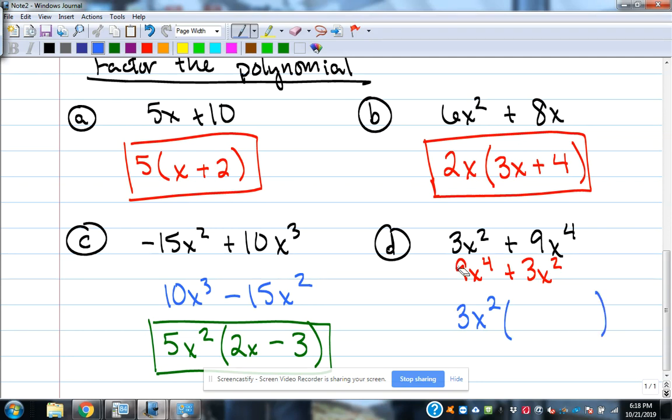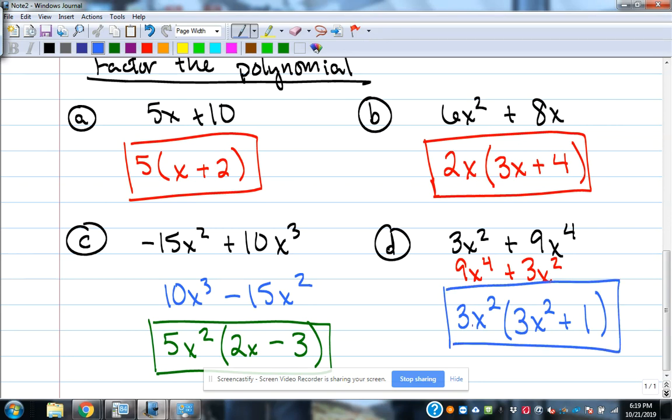What times 3 gets 9? 3. What times x squared gets you an x to the 4th? Another x squared. What times 3x squared gets me back 3x squared? 1. So I need a plus 1 there.